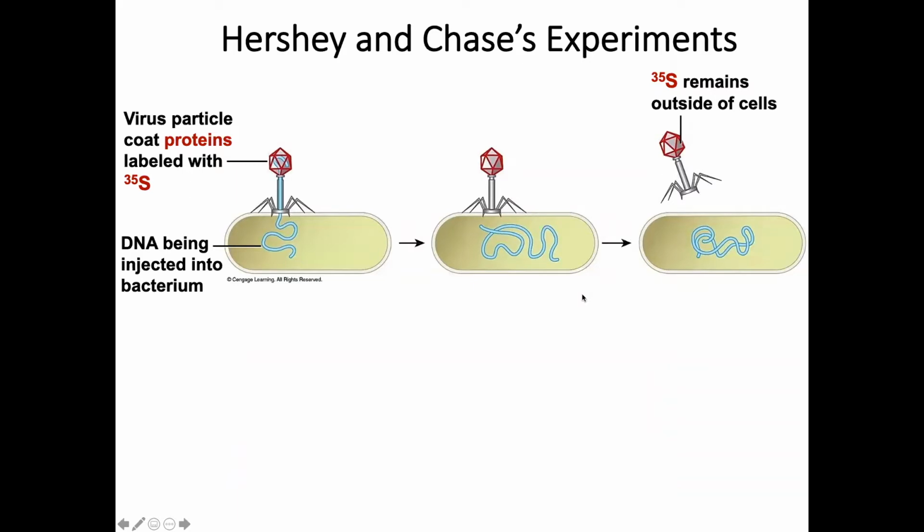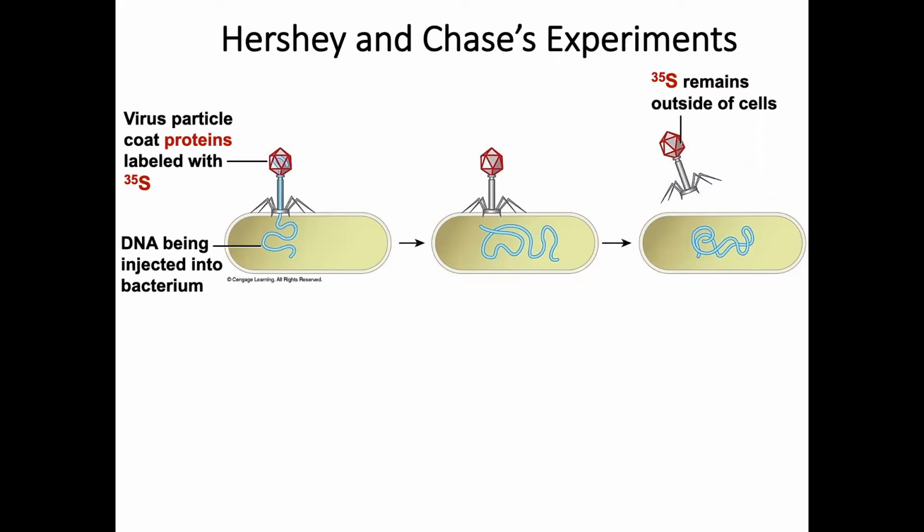Because phages contain only DNA and protein, the Hershey-Chase experiments used a phage as the model to study whether DNA or protein is the genetic material. At that time, it was known that phage proteins contain sulfur but not phosphorus, and phage DNA contains phosphorus but not sulfur. So Hershey and Chase designed two experiments to test whether DNA or protein contains the genetic information needed to direct the replication of new phage particles.